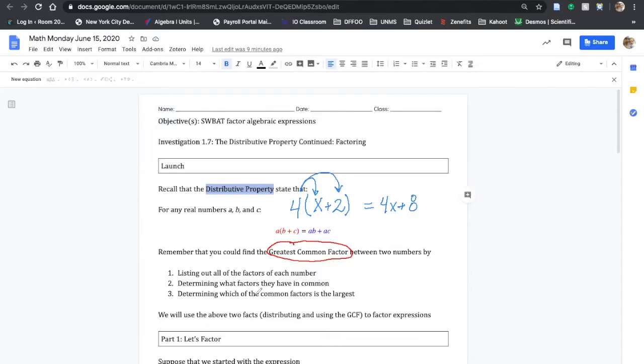Now, using the greatest common factor together with what we know about the distributive property is going to help us start with expressions that look like this and factor them, work in the opposite direction to make them look like something like this, 4 times x plus 2, all right? And we're gonna go over a couple of examples just to explain all that, all right?